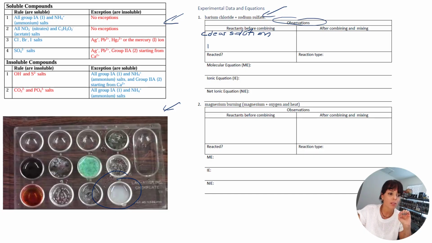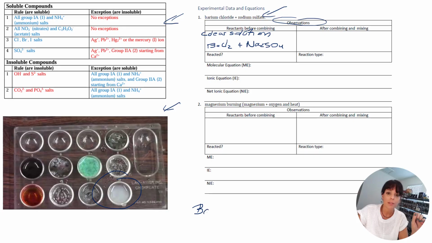So I have barium chloride, right? And I have sodium sulfate. And you ask me how you write the formula. If you are not comfortable writing down the formula, just review that part, but I will explain a little bit over here as well.